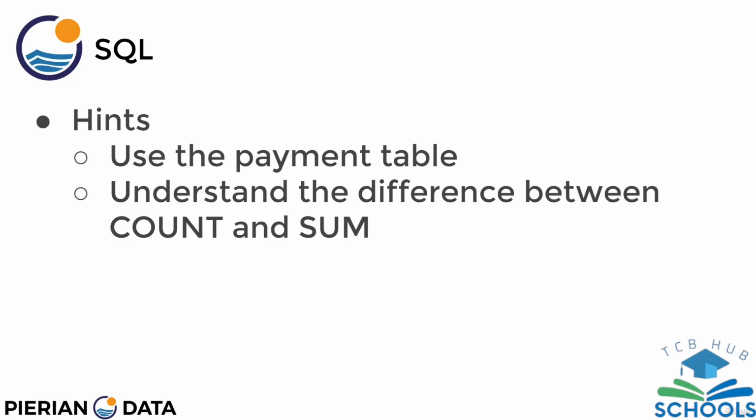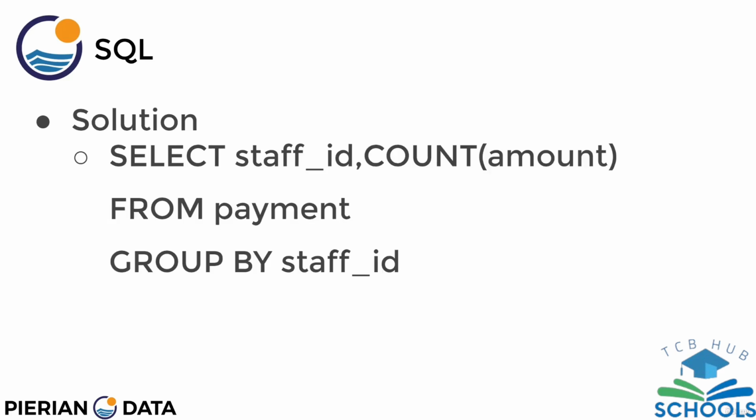All right, and here's the solution. The solution is to select staff ID column, comma, and then count the amount column, or really any column, and then we'll say from the payment table, group by staff ID. And as I mentioned, you can technically pass in an asterisk there since we're really just counting the rows per staff member. Since each row in the payment table represents a payment and we're assigning the bonus based off the total number of payments, we just count the total number of rows associated per staff ID. All right, so let's move on to the next challenge.